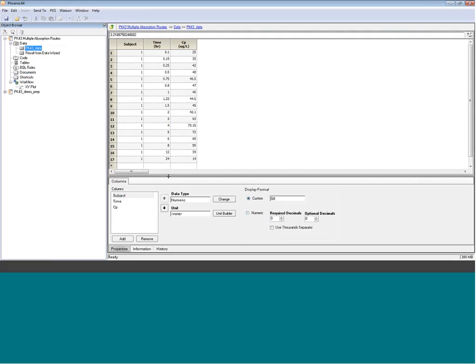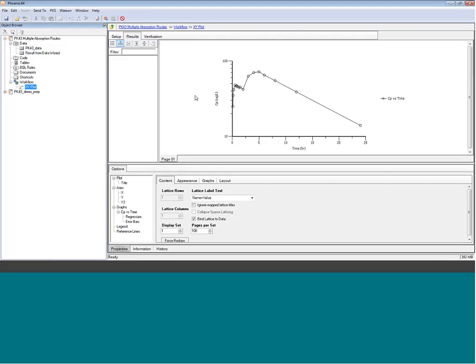Okay, so here we have the input data. With the input data, we have times and plasma concentrations expressed in micrograms per liter. And here we have the exploratory XY plot, where we can see both absorption phases displayed. This is on a semi-log scale. And in the terminal phase, we see that there is a one-compartment elimination.